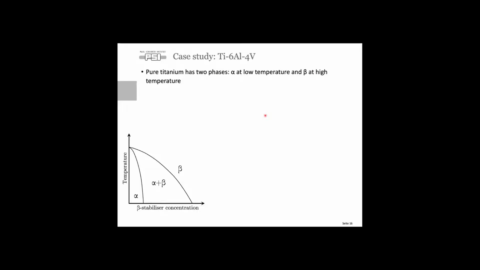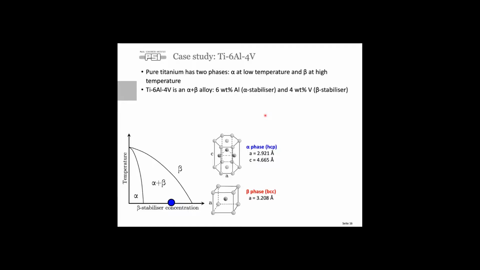I will now show you a case study, Ti64, and see what we can learn from this method. We know that pure titanium has two phases: alpha at low temperature and beta at high temperature. Now if we add aluminium and vanadium to obtain the well-known Ti64 composition, we can make this into an alpha-beta material. So what happens when we heat up our material is that we get into the high temperature beta phase, which is a cubic phase.